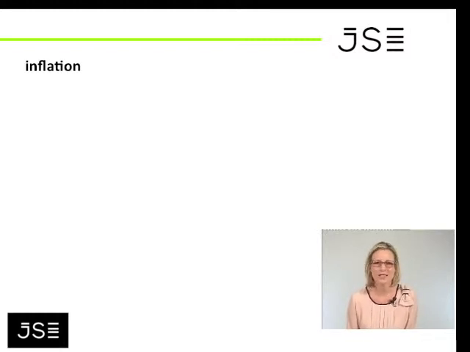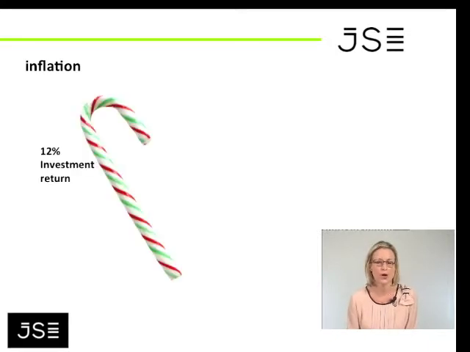Most of us at some level understand this concept. What is inflation? The fact that prices tend to rise over time. Why is this a downside to an investor? Well, take an investor who has managed a portfolio and over the year realized a 12% investment return. Very pleased with his outcome.